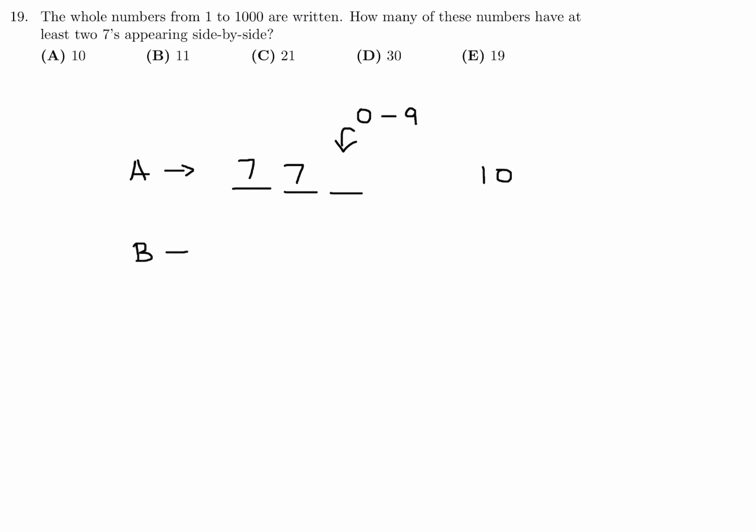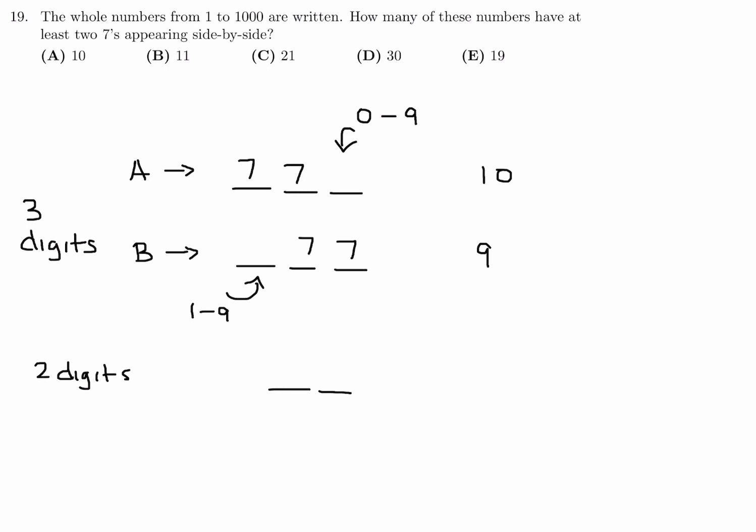Then the other possibility is if you have a number like this, 7, 7, where this can be anything from 1 to 9, right? Can't be a 0 because that would not make it a 3-digit number, because I'm initially talking about 3-digit numbers. So how many of these guys do you have? Well, 9 of those. And then 2-digit numbers, that's relatively easy. There's only one possibility, and that's 7, 7. So there's one of those guys.